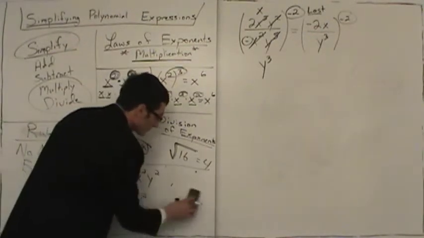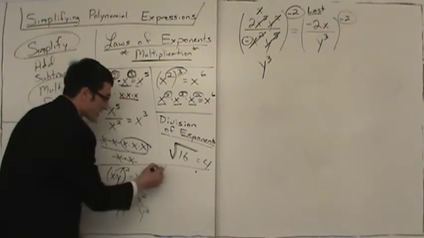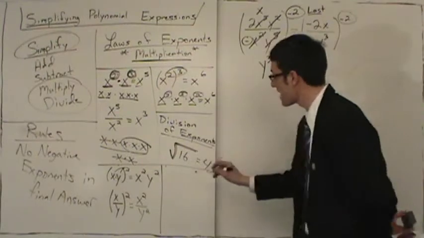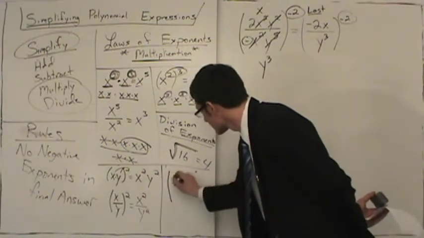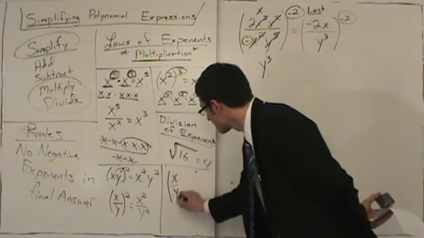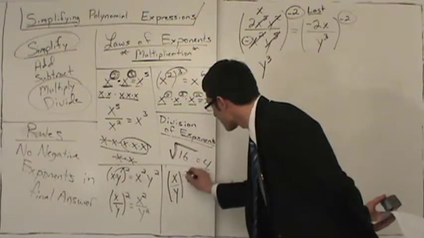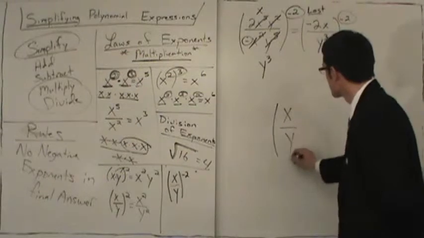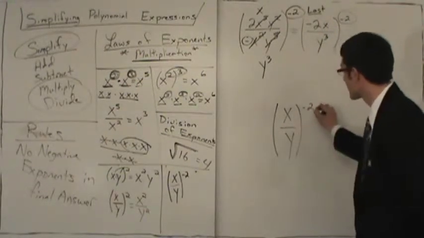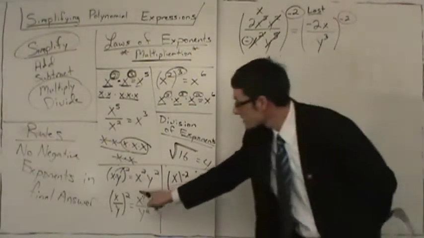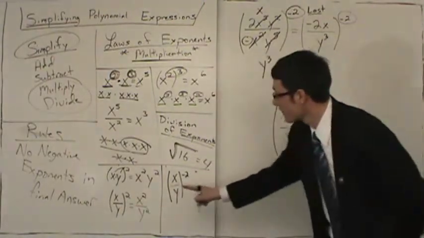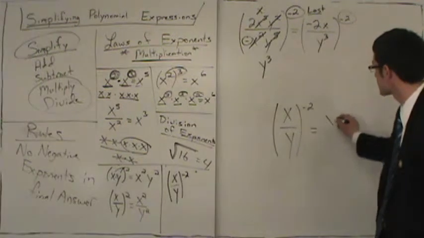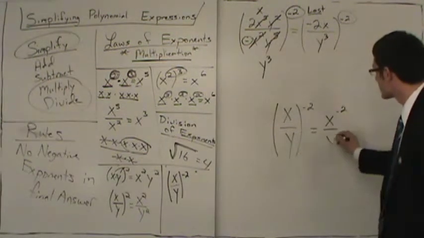Now, what do we do when we have a negative exponent on the outside? What if we have x over y to the negative 2 power? First off, we agree that exponents distribute over division. So we can square the x and square the y and get x squared over y squared. So can we write this as x to the negative 2 over y to the negative 2? Yes.